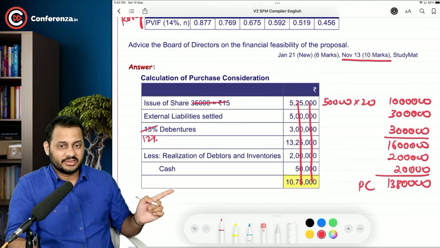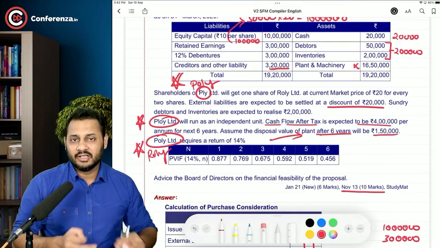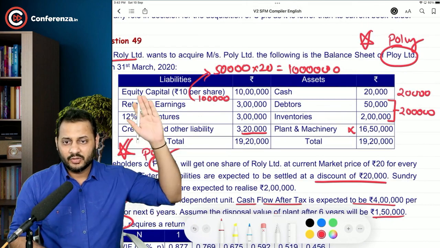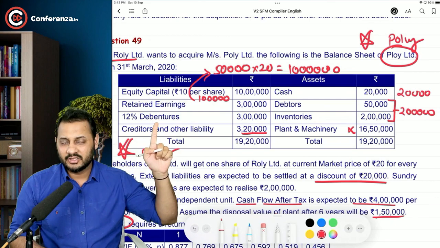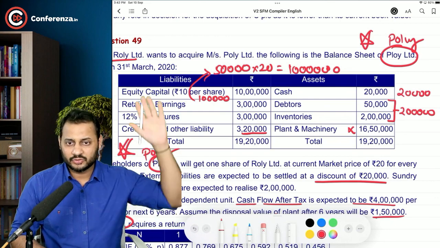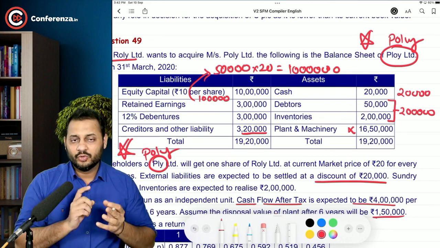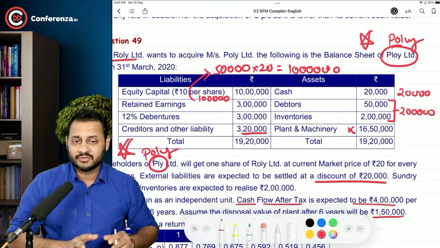So this is the purchase consideration 13,80,000. Now what is happening in that 13,80,000? You have cancelled everything from here. You have settled the equity shares and retained earning by paying them cash. You will be settling the debentures also and the creditors also. So this liability side is over. On the asset side, you are done with the cash. You have removed the cash, debtors and inventories as well.